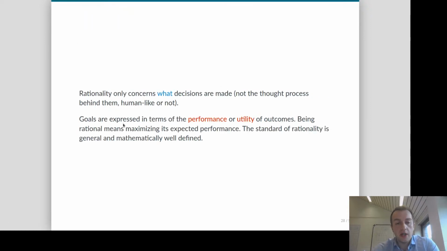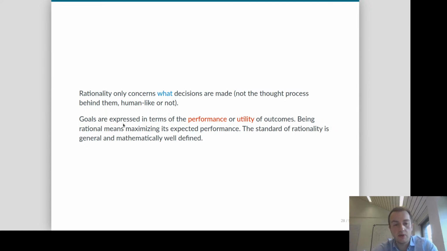And one thing I would like to insist on is that rationality only concerns what decisions are made, but not the process which is behind it. By that I mean we will not really care if this process is implemented through a program that exactly replicates the brain, or if this process is implemented by logical inference. What we just care about is the output decisions. And this is what concerns rationality.